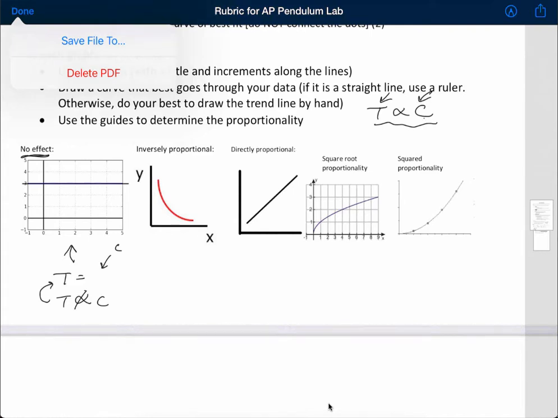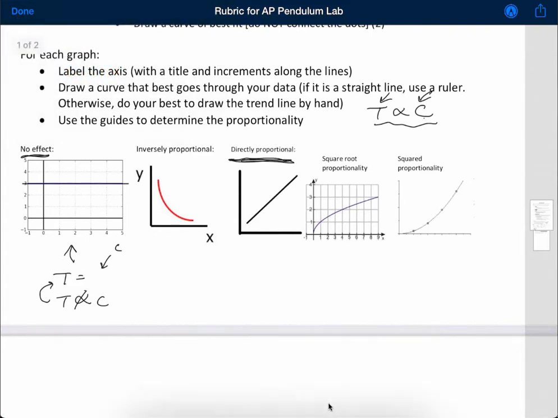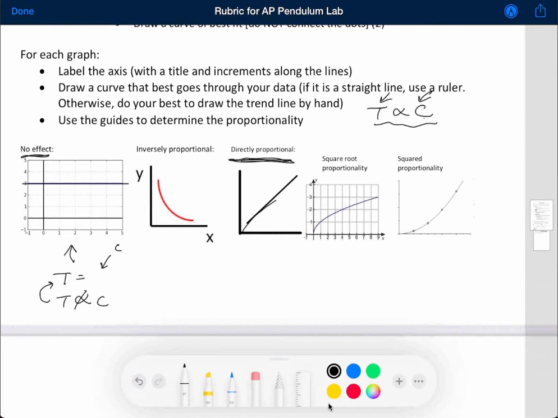I'm going to look at this third one next because I think that's extremely straightforward and extremely easy. If you get a linear line like this, then they are directly proportional. The equation for it is going to include some other variables, and you're going to have to test multiple variables to find what those other ones are that affect the period, but also the color affects the period.